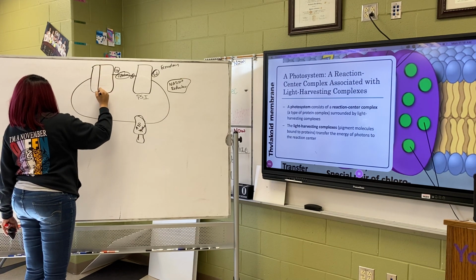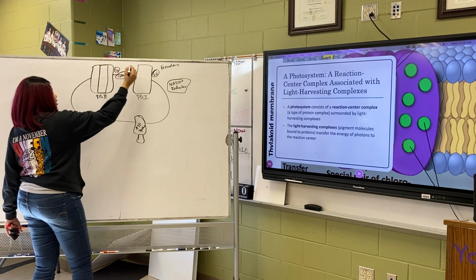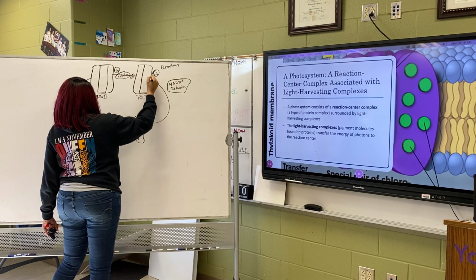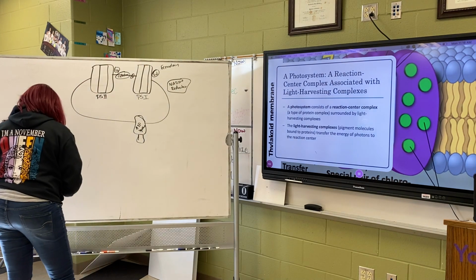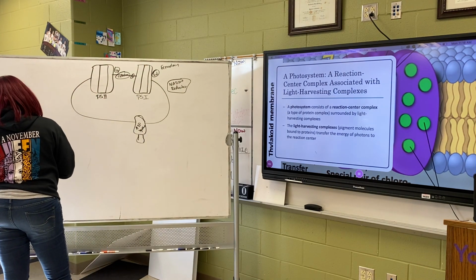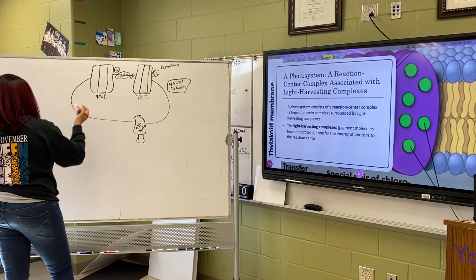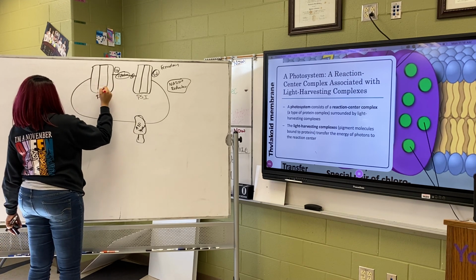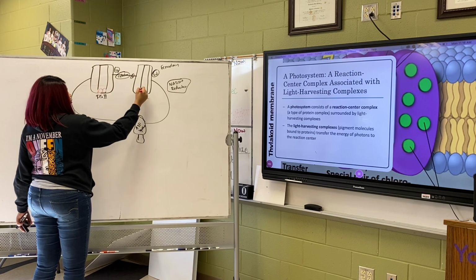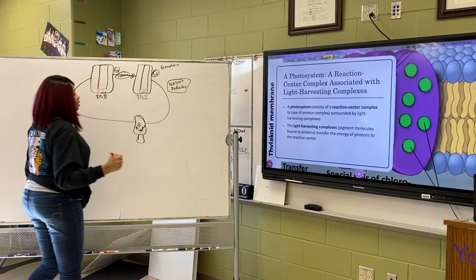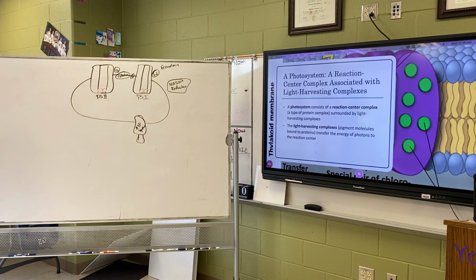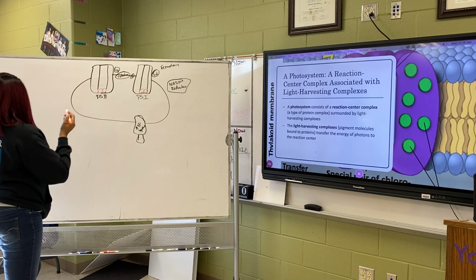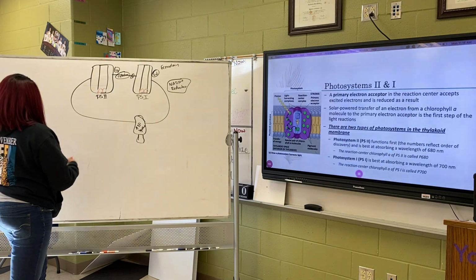Okay, the photosystems have what's called a reaction center and a light harvesting complex. So the reaction center is actually going to be found in the center of the photosystems. There's going to be a special pair of chlorophyll A's in the reaction centers, okay? Special pair of chlorophyll A's in the reaction center. These chlorophyll A's have a name.